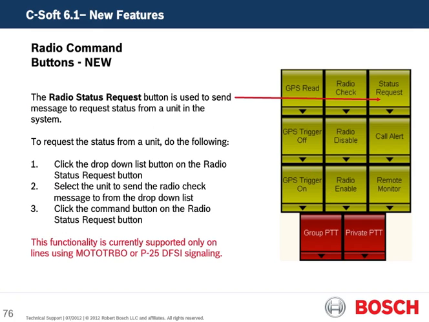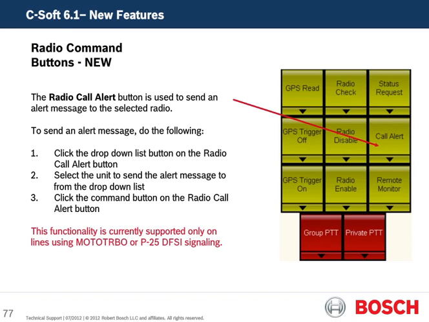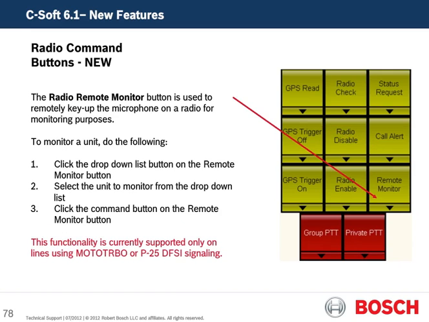The radio status request button is used to send a message requesting status from a unit in the field. This functionality is currently supported only on Moto Turbo and DFSI lines. The radio call alert button is used to send an alert message to the selected radio. This functionality is only supported on Moto Turbo and DFSI lines. The radio remote monitor button is used to remotely key up and present microphone audio for the selected radio for monitoring purposes. This functionality is currently supported only on Moto Turbo and DFSI lines.